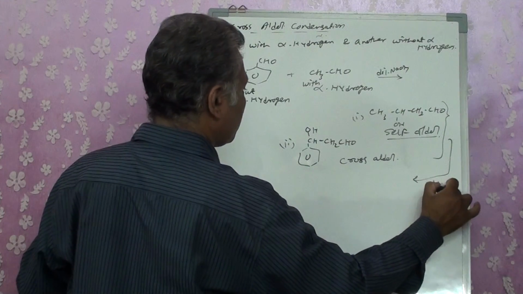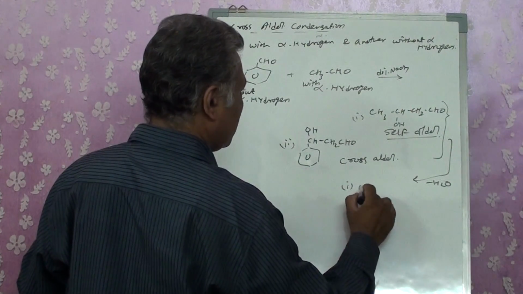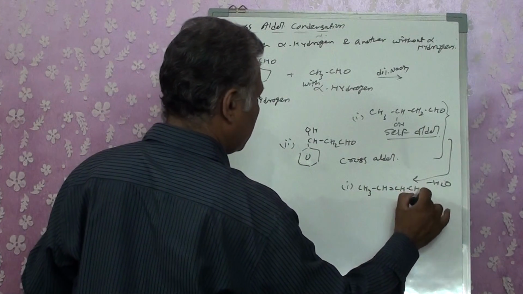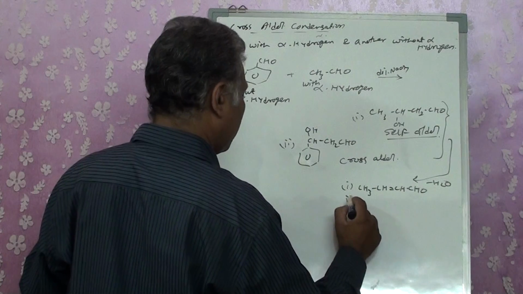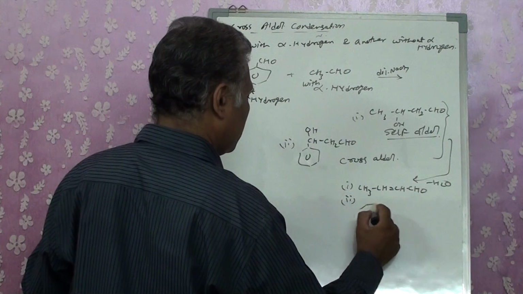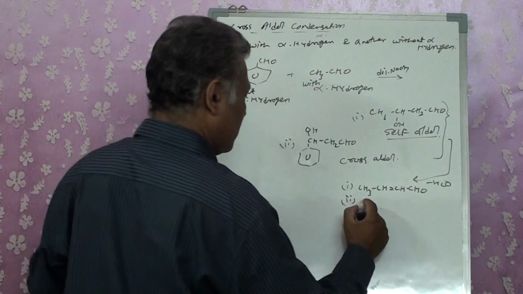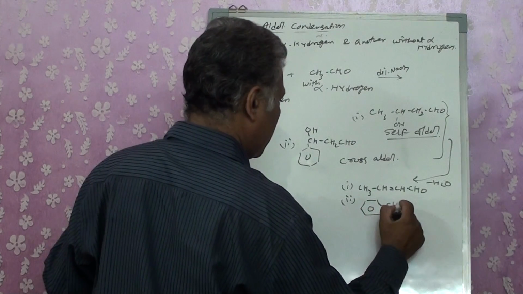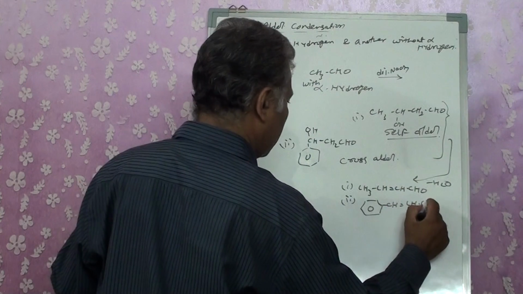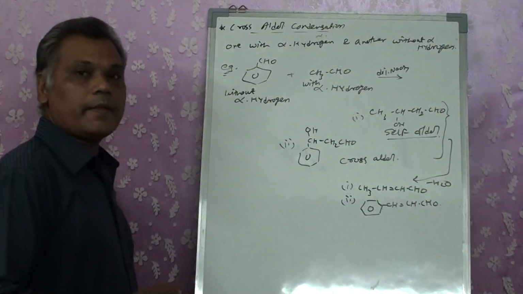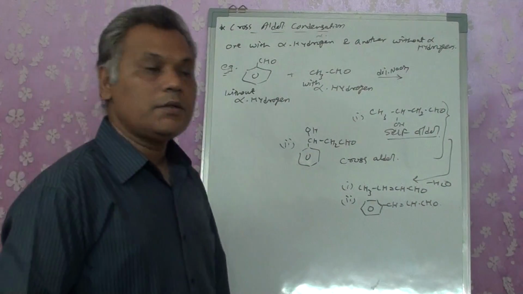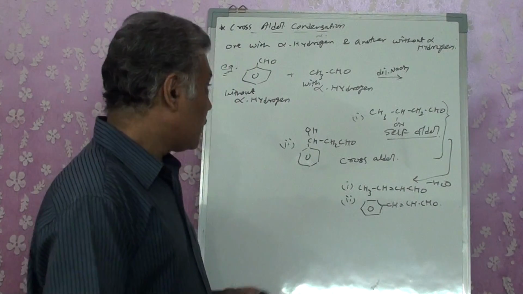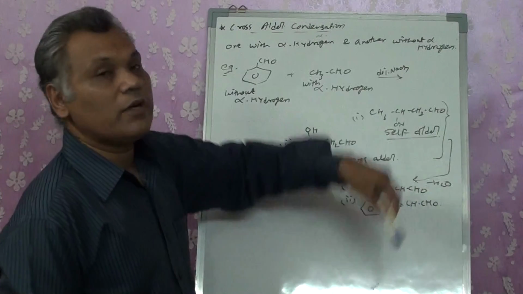By removing H2, we are going to get CH3, CH, double bond, CH, CHO, and the second one we are going to get is CH, double bond, CH, CHO, right? It's a stable product for the 2 different components when we are having one with alpha and one without alpha hydrogen.